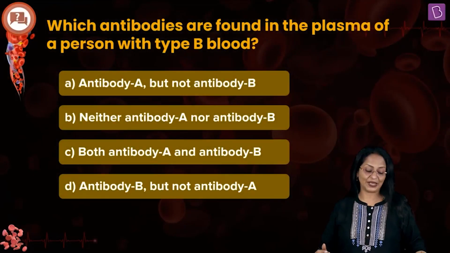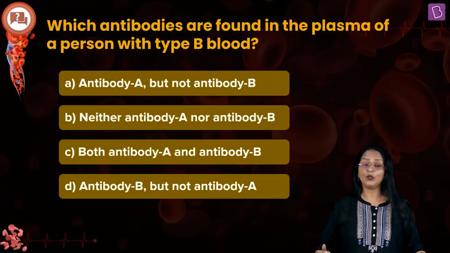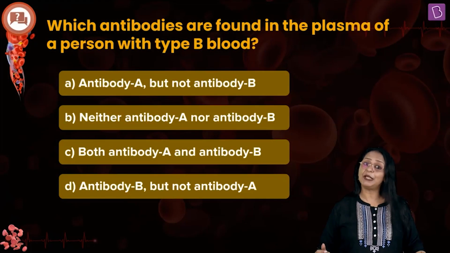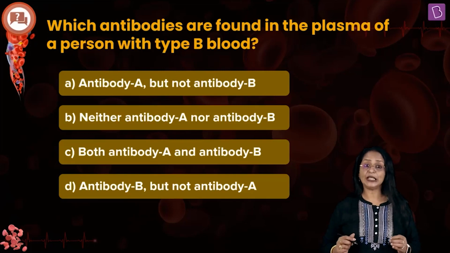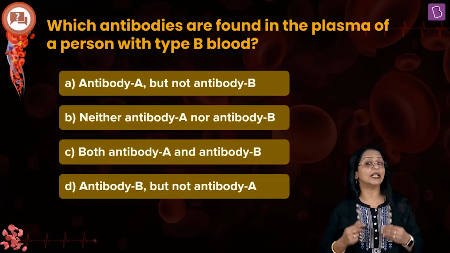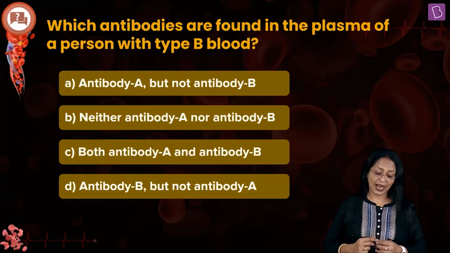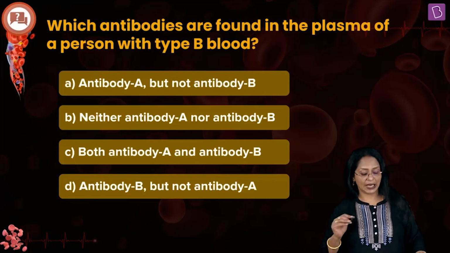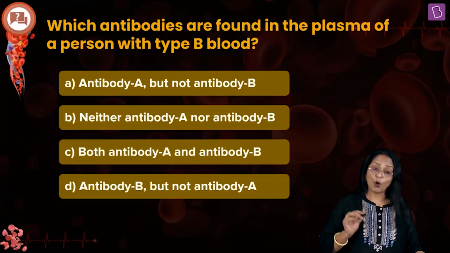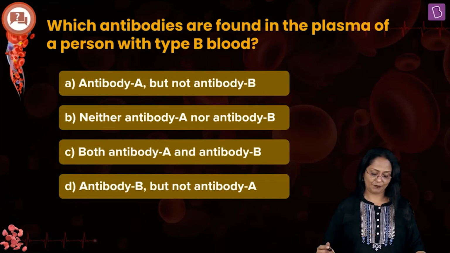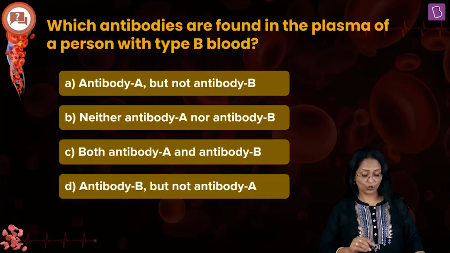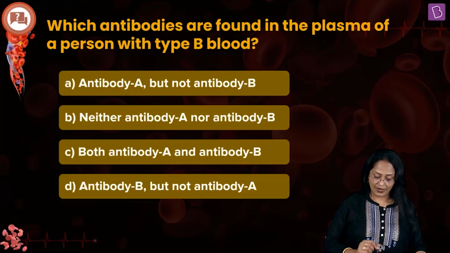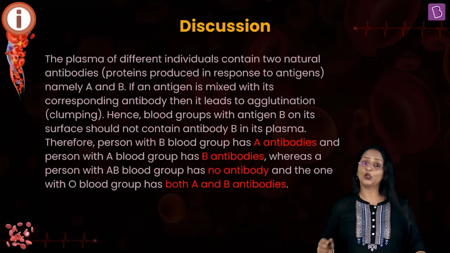Let us now look at this new question. Which antibodies are found in the plasma of a person with type B blood? A, antibody A but not antibody B. Neither antibody A nor antibody B. Both antibody A and antibody B. Antibody B but no antibody A. Okay, so we need to see what type of antibody there is for blood group B.